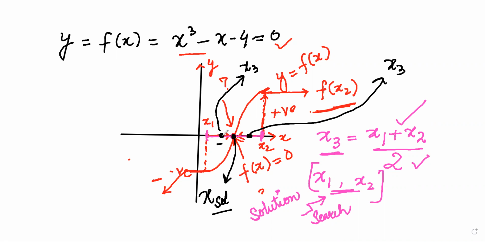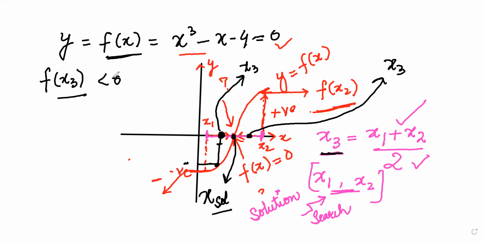Now, if x3 lies on the left hand side of the solution, find the value of f of x3. Substitute this x3 in your given function. If you look here, the value of f of x3 is this much, and again it's negative. The value of our function at x equal to x3 is negative, so it is less than 0.